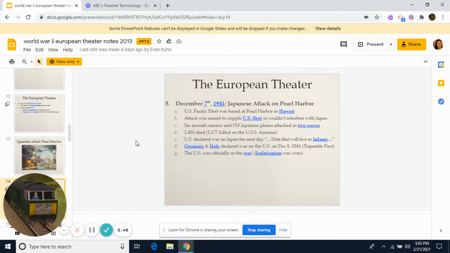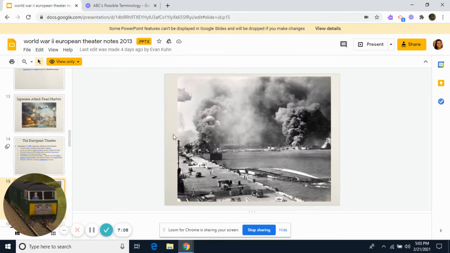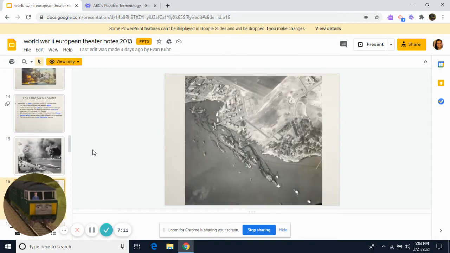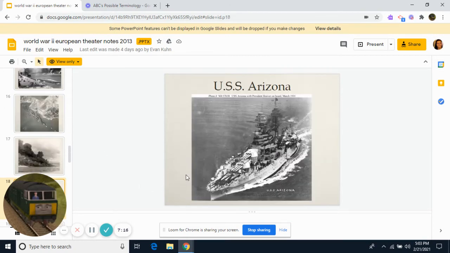The U.S. declared war on Japan the next day. Date that will live in infamy. Germany and Italy declared war on the U.S. on December 8th, 1941. Because of the Tripartite Pact, the U.S. was officially in the war. Isolationism was over. This is what it looks like. See what happens. USS Arizona. This is a boat.